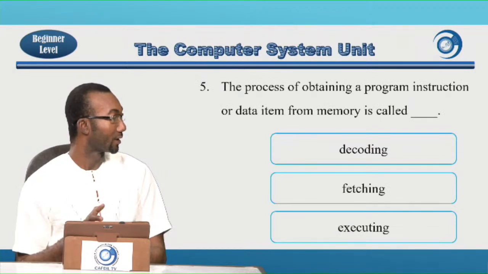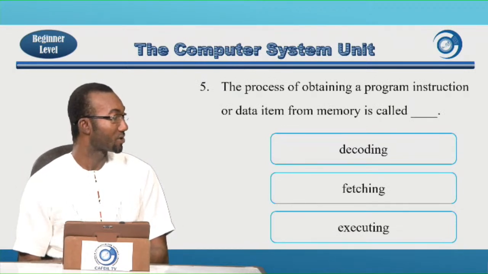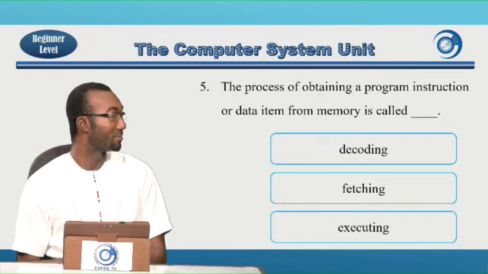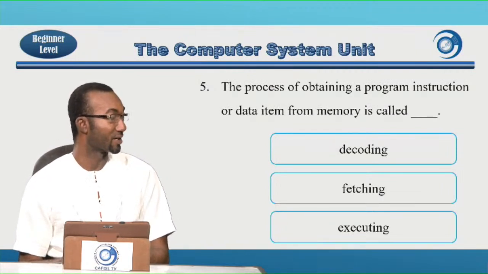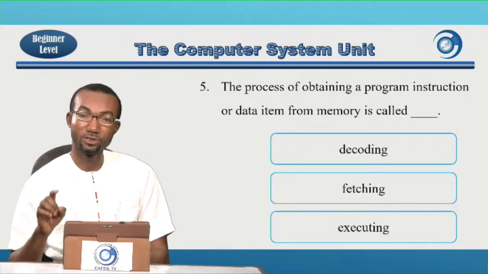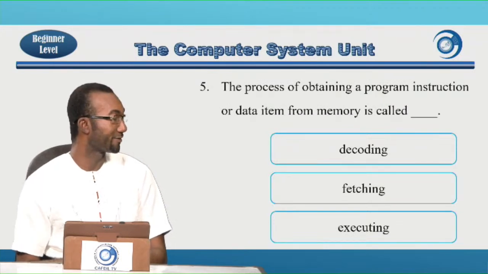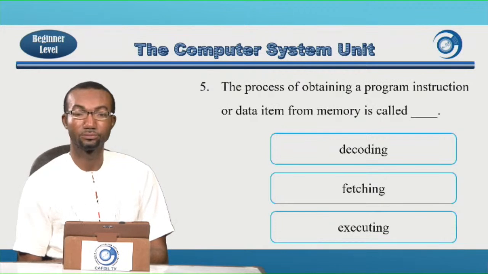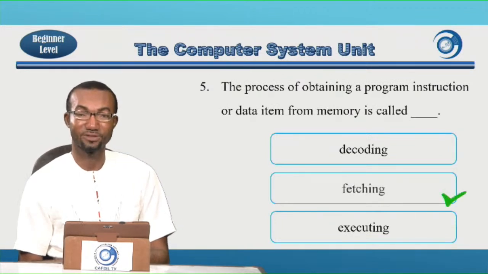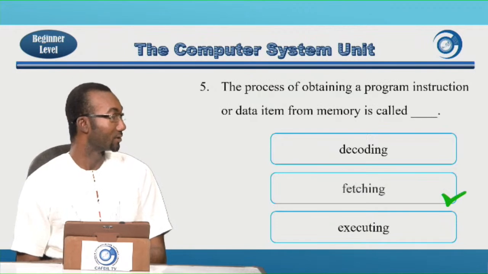5. The process of obtaining a program instruction or data from memory is called: so we said the CPU has 4 main functions, and which one takes information or data or instruction from the memory, that is the RAM. So we have decoding, we have fetching, we have executing. Good. The answer is fetching.